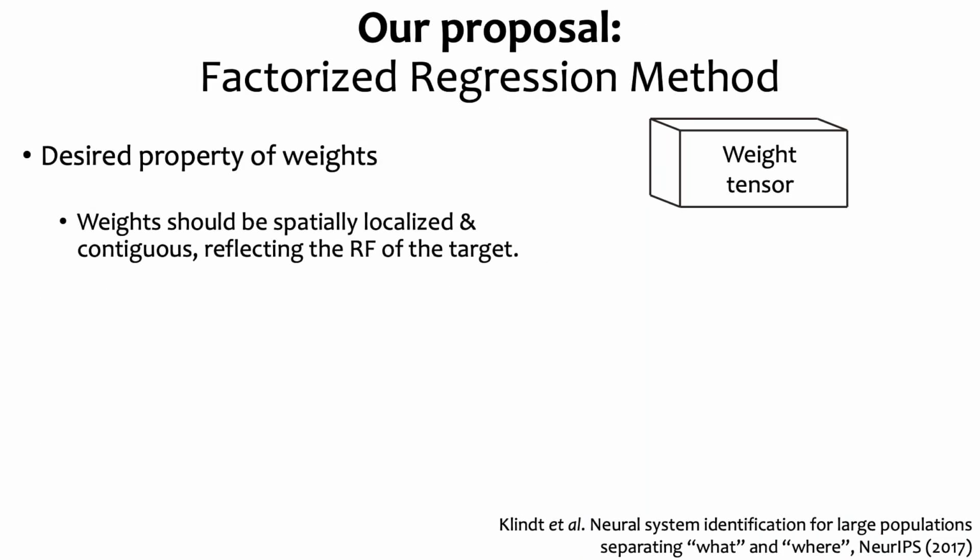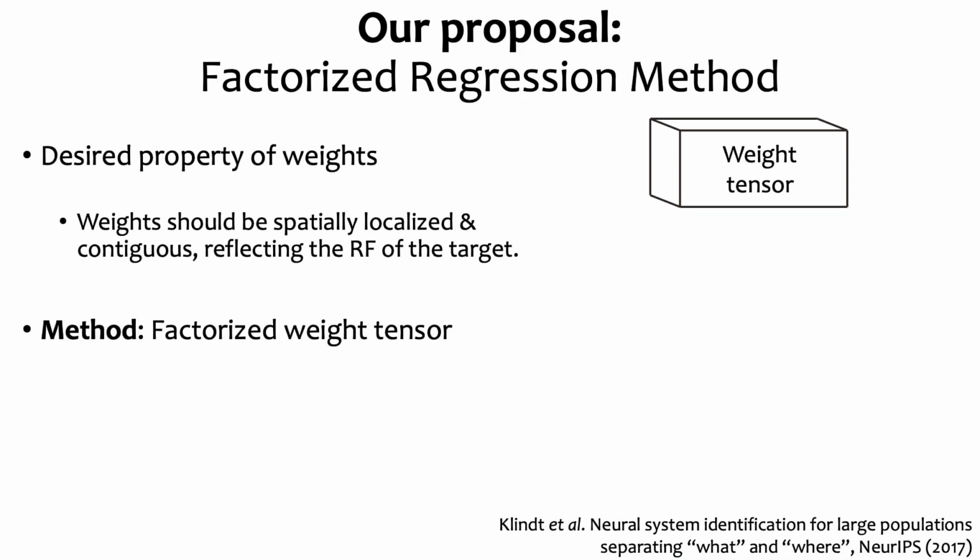We call it factorized regression methods. We desire this property of weights because one thing we know of neurons is that they have receptive fields, which means they have localized and also continuous dependency on the pixels or the inputs. So we want the weights to reflect that. We want the weights to be localized and continuous.